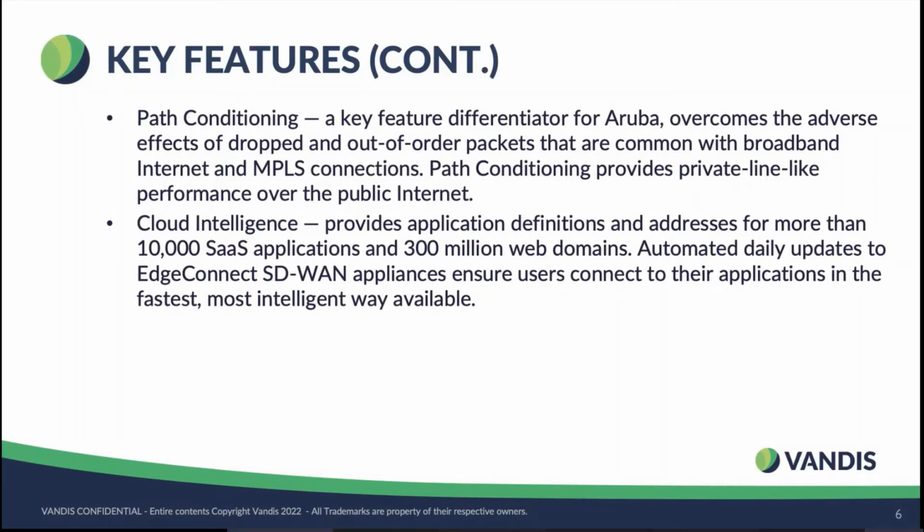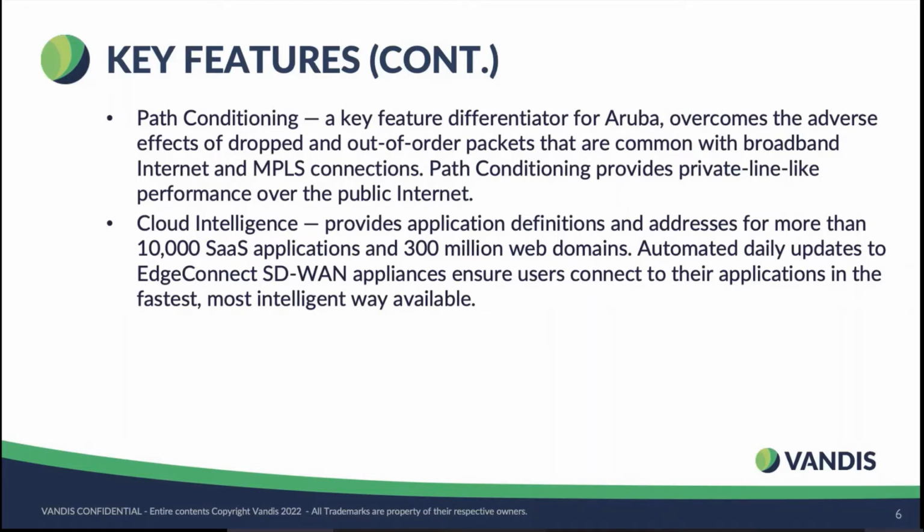You also have your path conditioning, a little bit of a differentiator here, just in case the packets are out of order or you're being dropped on a regular residential broadband, because who knows what kind of ISP is available. So it sits here, can make that public internet more of a private line-like feel, just to make sure that you don't miss these packets, they're not out of order, and everything continues business as usual.